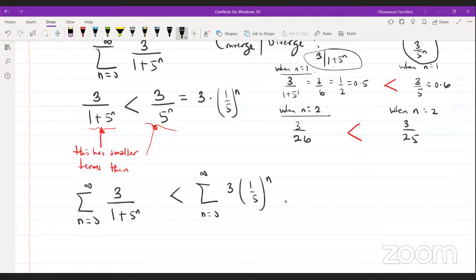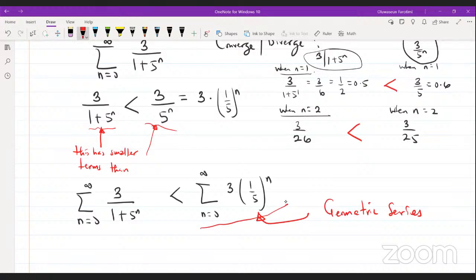Okay, but what do we know, guys? What is this series called? I'm taking it a little bit slow. This is actually called a geometric series. Remember that? So now, what have I succeeded in doing? I've succeeded in comparing a given series with a geometric series.